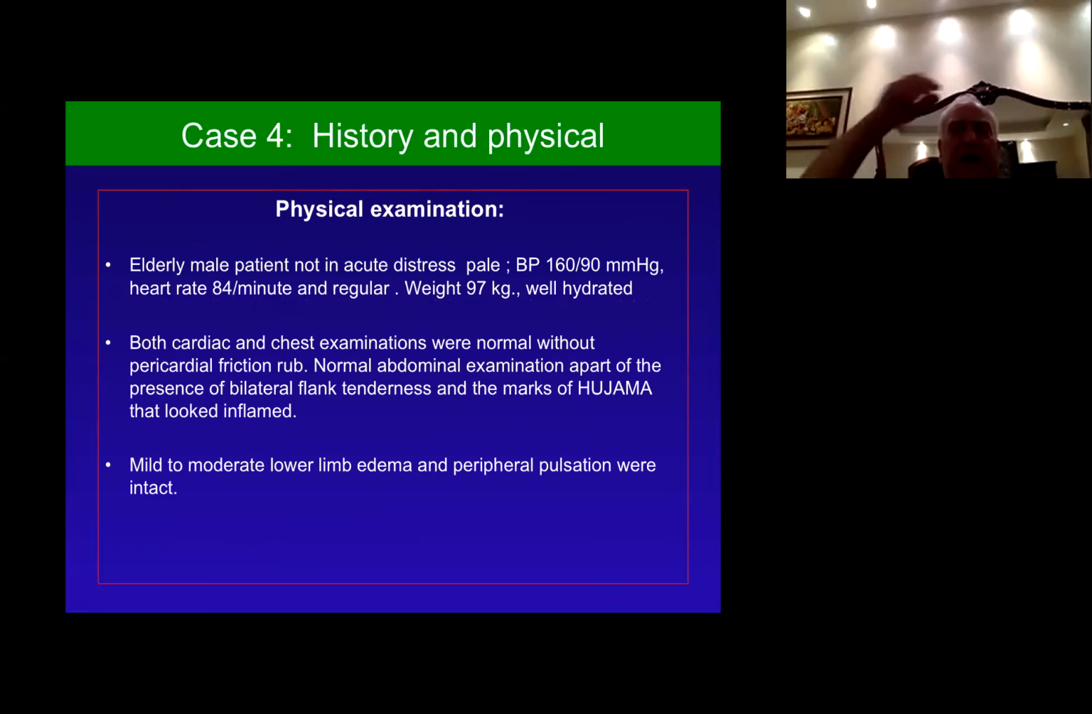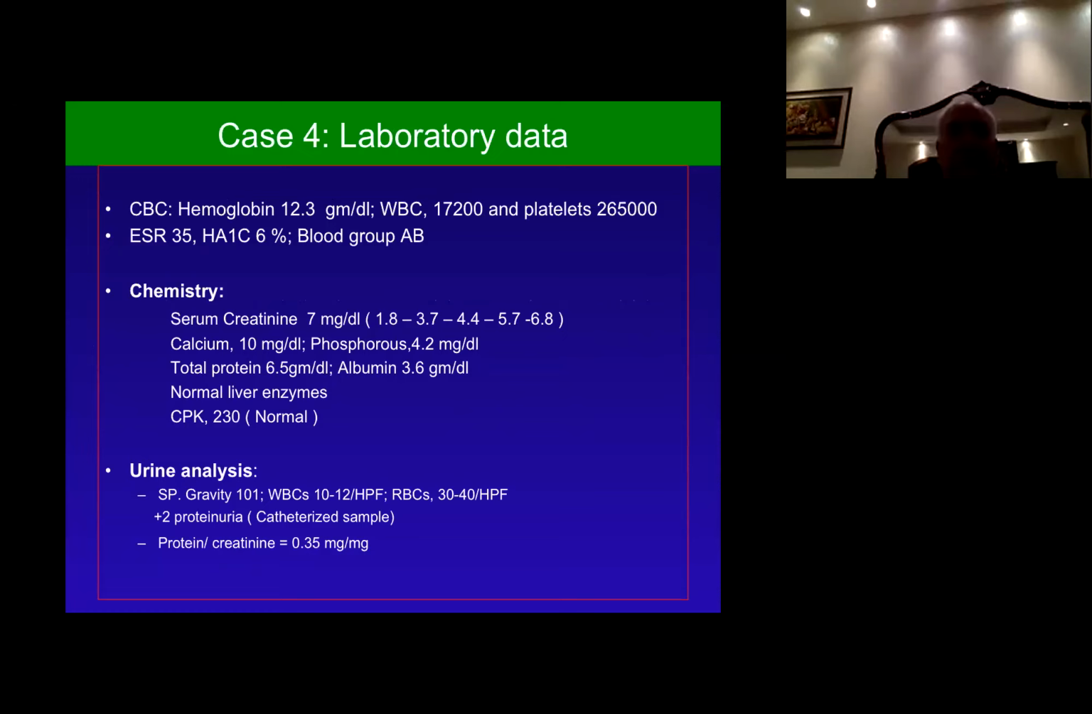Physically, elderly patient, not in acute distress. He was pale, hypertensive, been dialyzed already. His weight is 97 kilos. Cardiac and chest examination normal, no pericardial friction rub. Abdominal examination apart from presence of bilateral flank tenderness and marks of Hijama on the back, it looks inflamed. Mild to moderate lower limb edema and peripheral pulsations were intact.